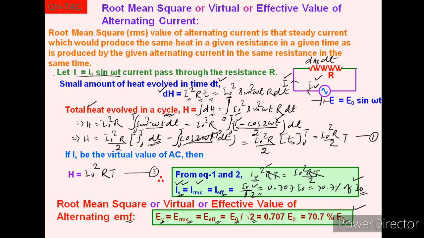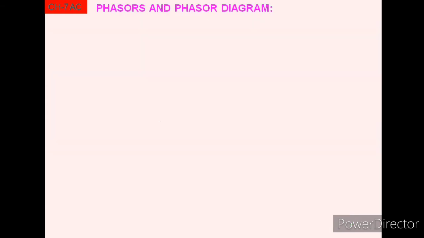Okay, for the expression of EMF, the only thing that will change is, in place of this heat produced I square RT formula, you will be using heat produced is equal to E square by R into T. Then next we will be understanding phasor and phasor diagram.